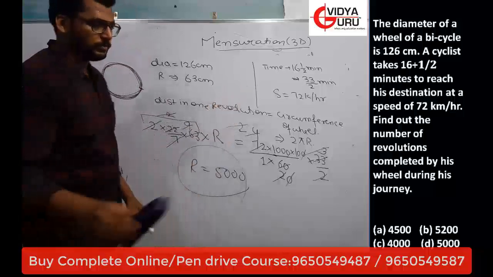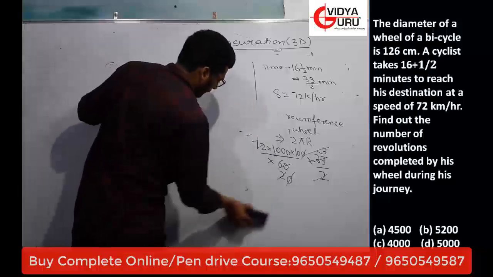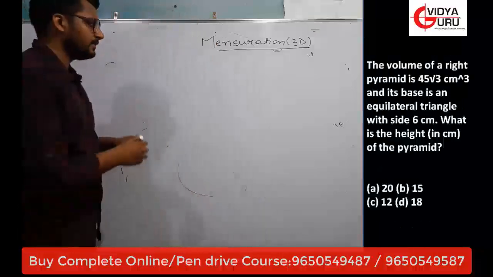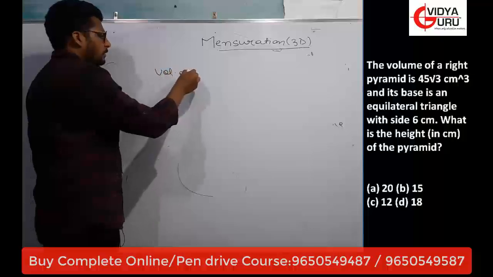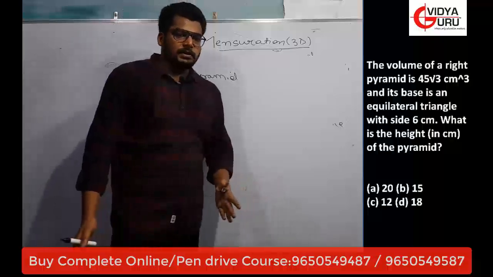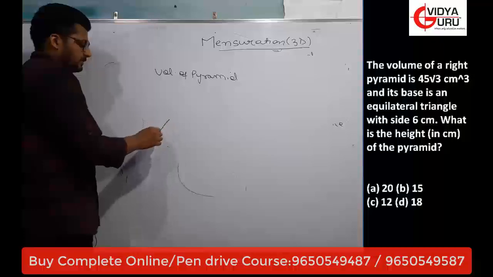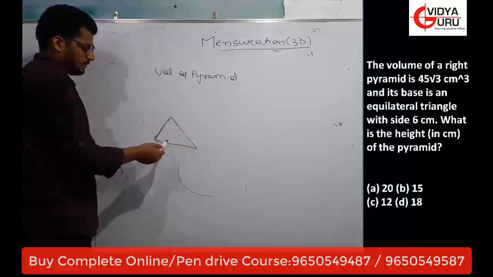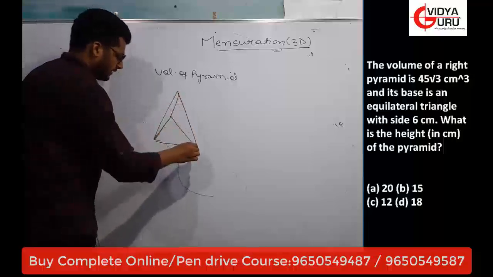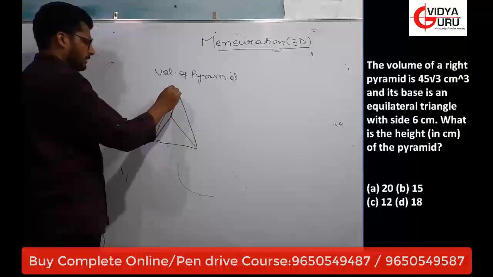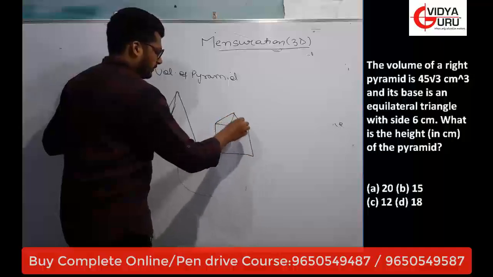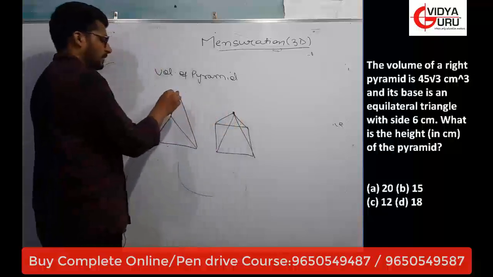So coming on to our next question. What does the next question say? The volume of a right pyramid is given. What is the volume of a pyramid? What is a pyramid? In this question, an equilateral triangle pyramid is given. A pyramid is one whose base is an equilateral triangle, and the edges all meet somewhere here. If this were a square pyramid, the base would be a square, and they meet at the apex. This is called the apex.